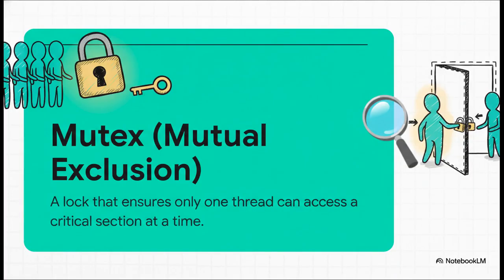And the tool you'll see used most often for this is called a mutex. It stands for mutual exclusion, which is just a fancy way of saying only one at a time. The best way to think about it is like a lock on a door. Before a thread can go into that critical section, it has to grab the lock. While it holds that lock, no other thread can get in. They all have to wait outside. When it's finished, it unlocks the door, and the next thread in line gets its turn.